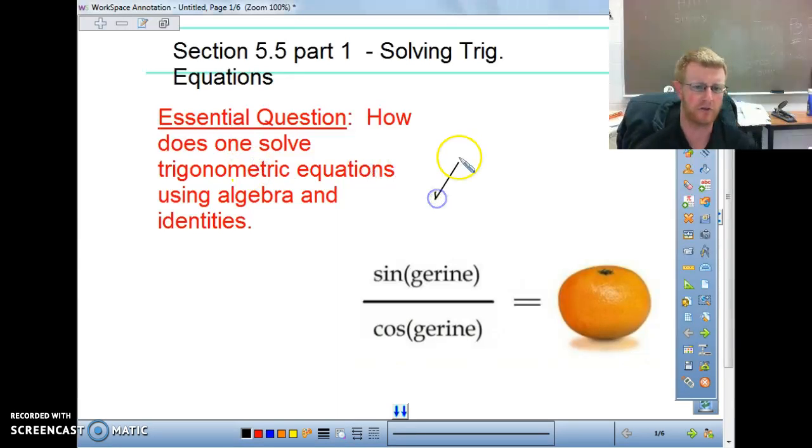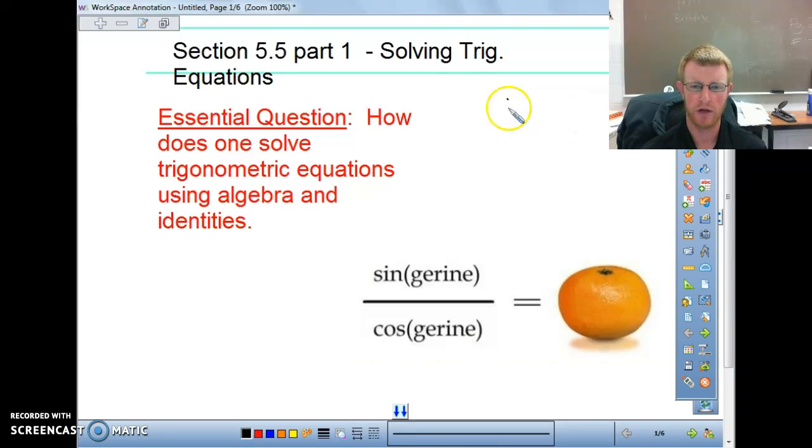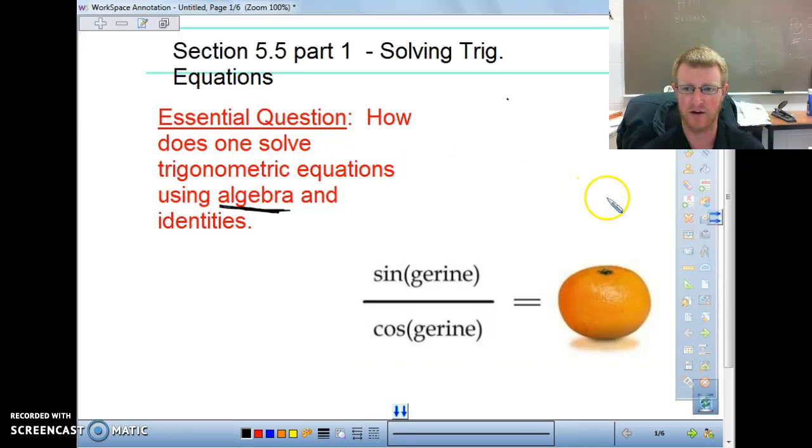All right, so this is section 5.5, part 1. We are going to be solving trig equations, and we're going to break this up into a couple, 2-3 parts. But basically, this first day is going to keep things basic. We're only going to be using algebra to solve our equations. Eventually, we'll get to the identities, which we just finished up on, but we're going to start by keeping it as basic as we can using algebra.